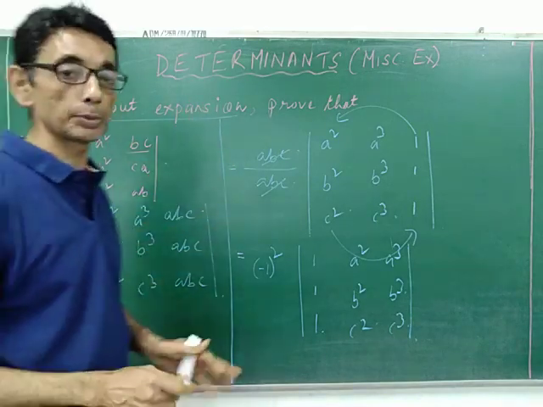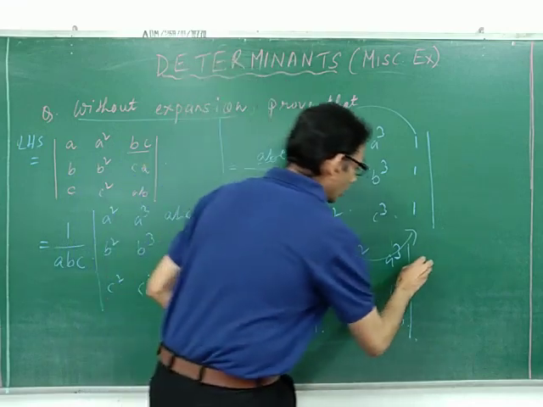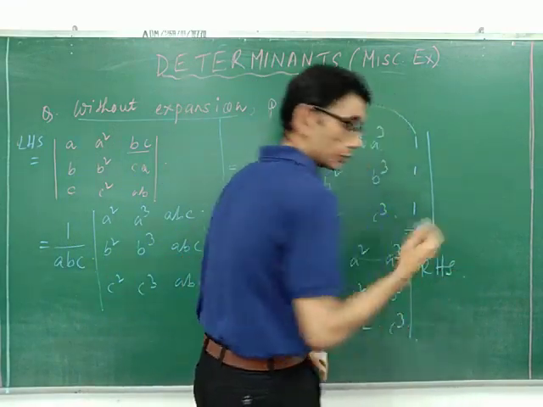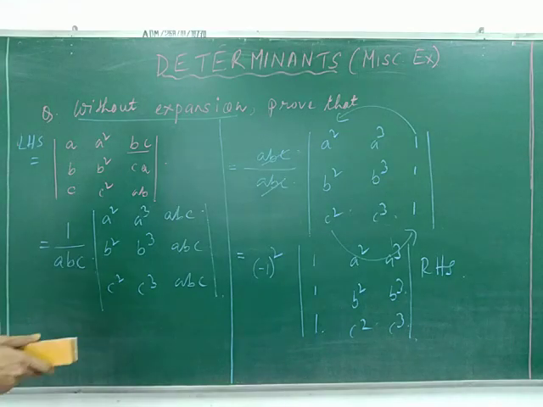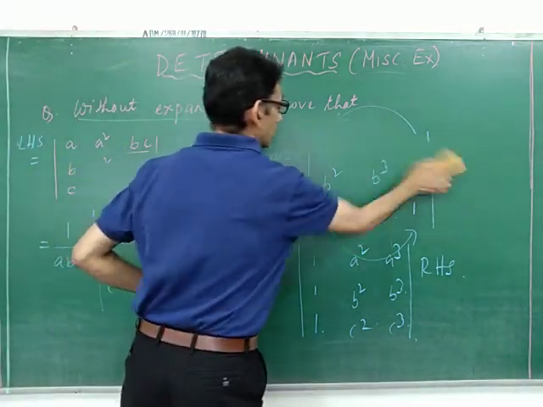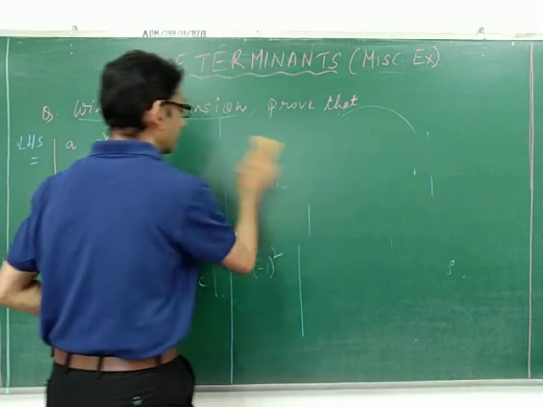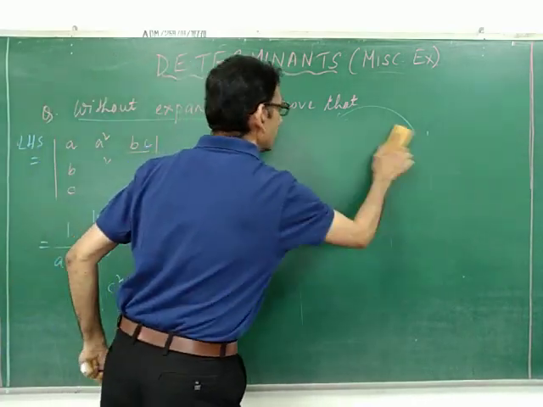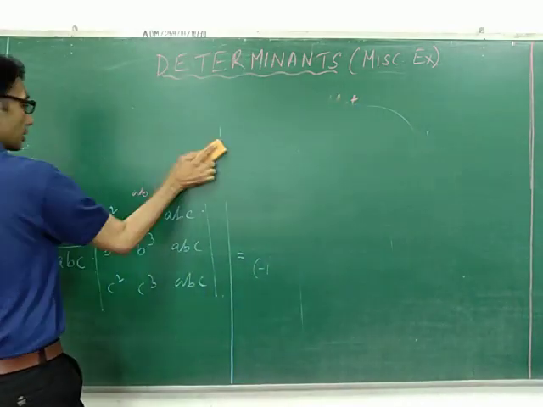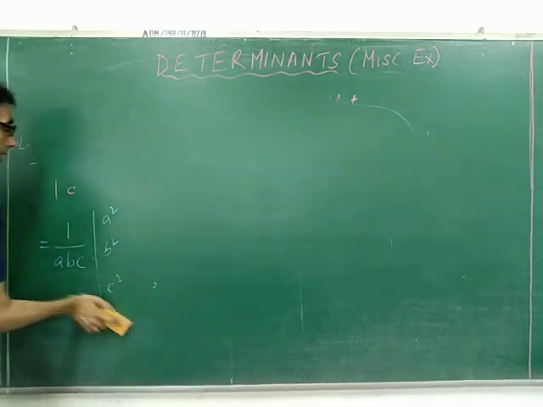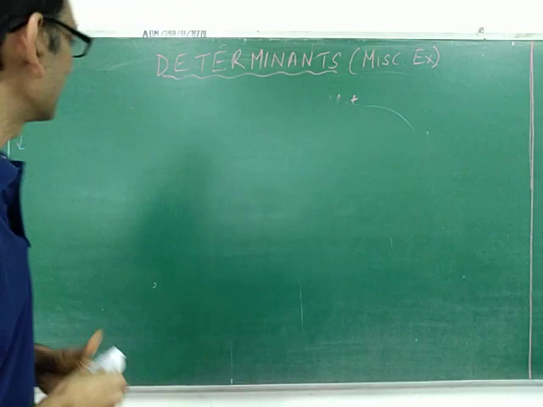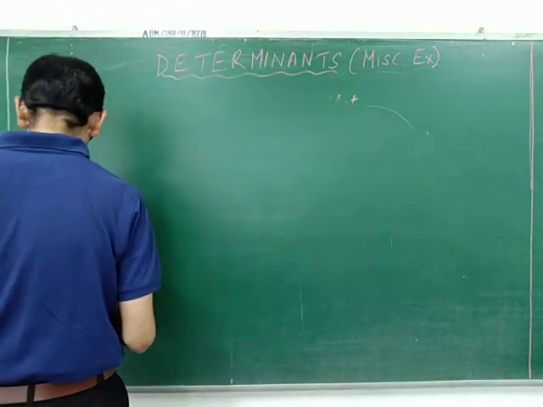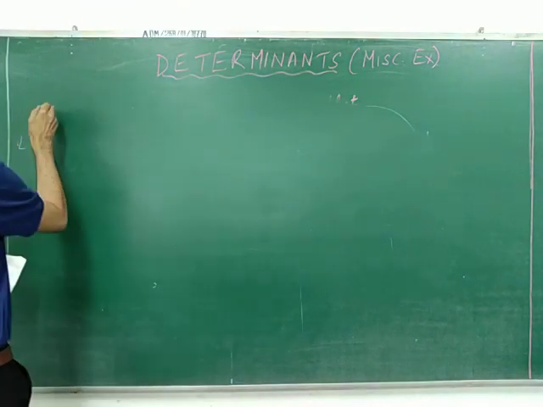So we are using simple properties, and we got the answers. So this is the question about one of today's class, and next we are going to take another important question from the same exercise. What is that question? The next question is this.